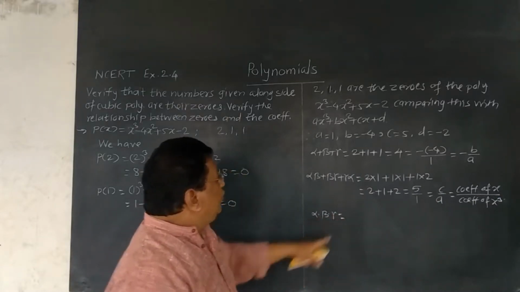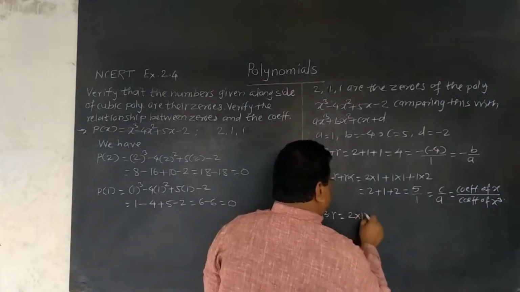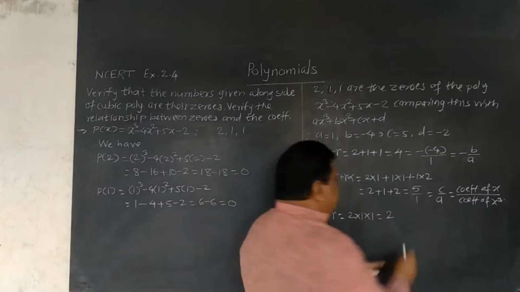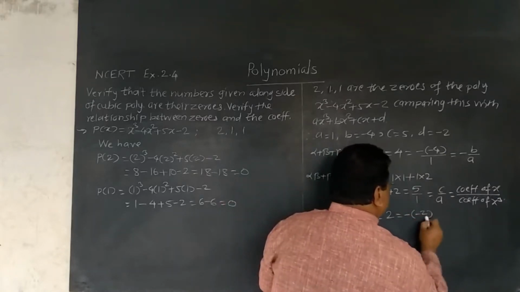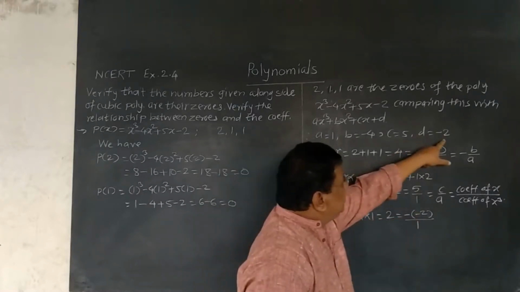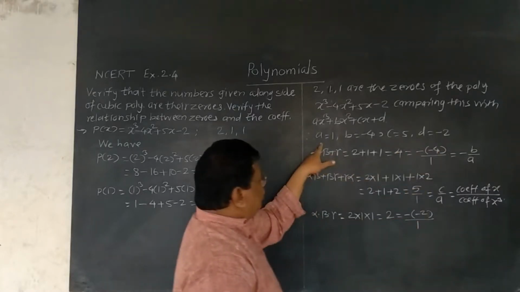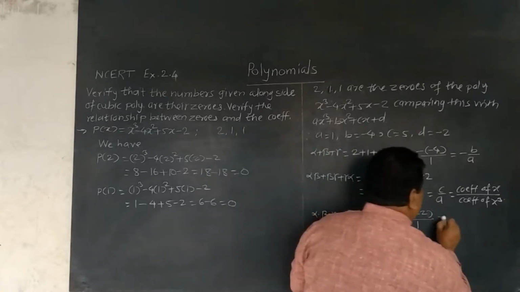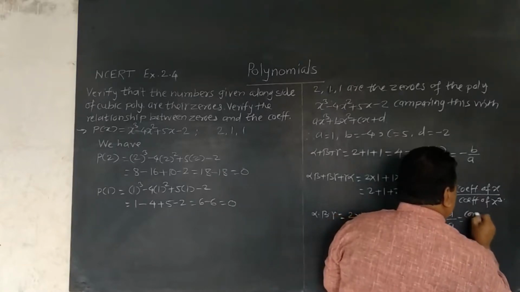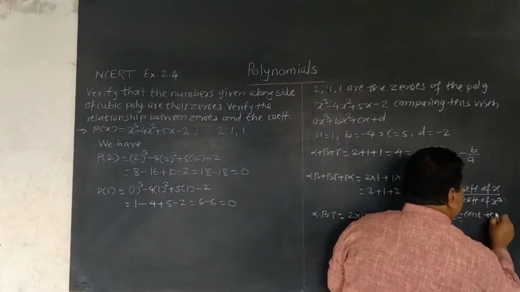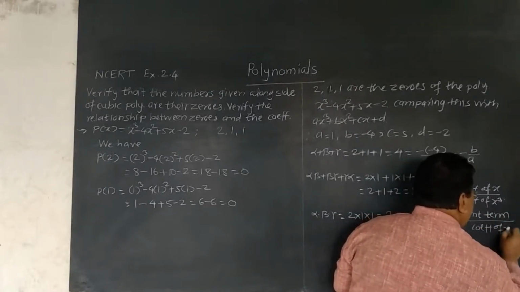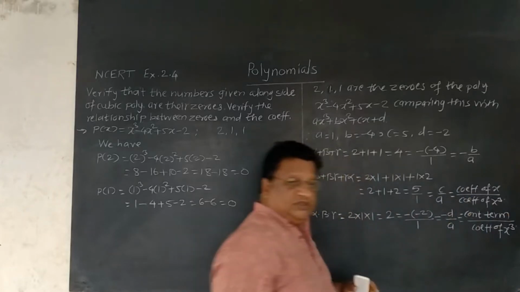Now next step, alpha into beta into gamma. So alpha into beta into gamma, that is 2 into 1 into 1, that is 2. Now 2 we can write as minus of minus 2 upon 1. But minus 2 is d, and 1 is a. That is minus d upon a, that is minus the constant term upon the coefficient of x cube. So do you understand this?